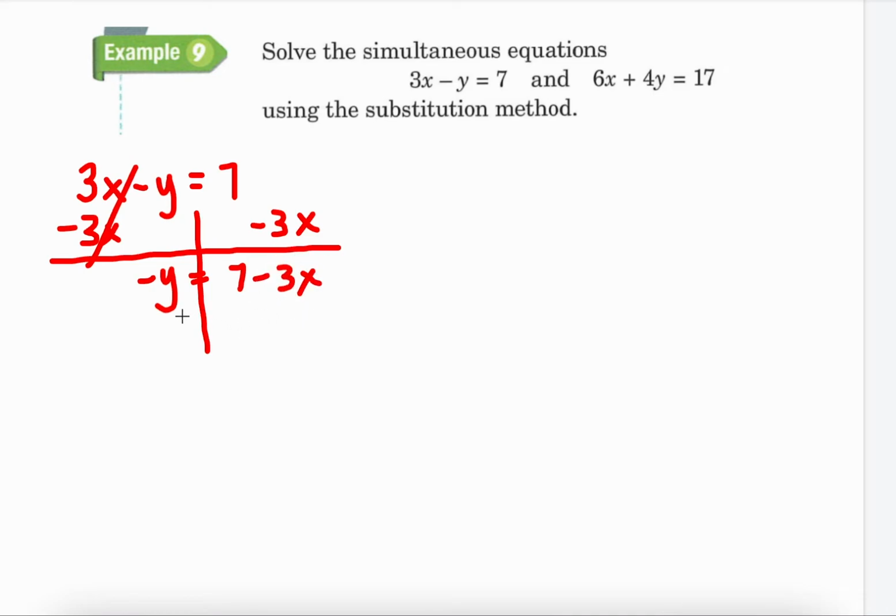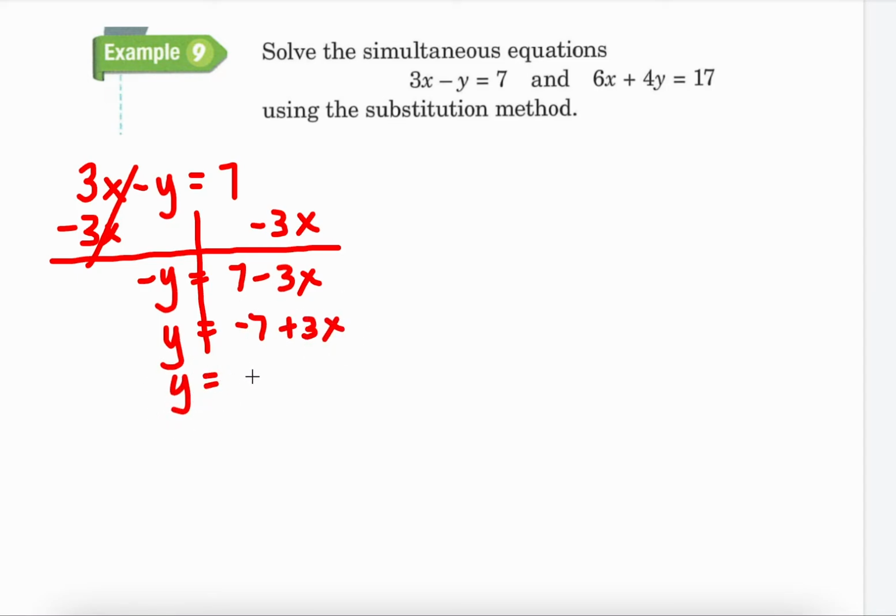Remember, we want to know what positive y is because later on we're going to plug it into the other equation and it's a positive 4y. If it was minus 4y, maybe we can get away with keeping a negative y, but we want a positive y. So we're going to flip everything here. If negative y equals a positive 7 minus 3x, then a positive y is equal to negative 7 plus 3x. So all the signs just switch.